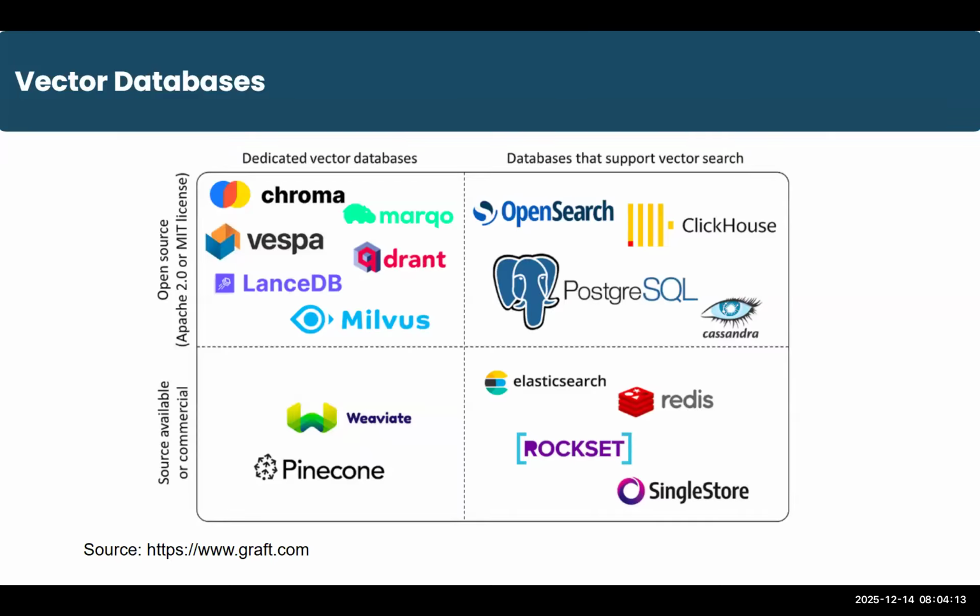In these, there are some open source and some commercially available licensed ones, like Chroma. If you see open source, you can use it for free. It also has a license, and it has 3 different versions, flavors, that you can use. LanceDB, Qdrant, Vespa, Marqo, Milvus: these are all just dedicated vector databases. Same with Weaviate and Pinecone.